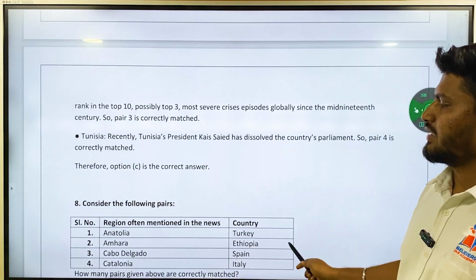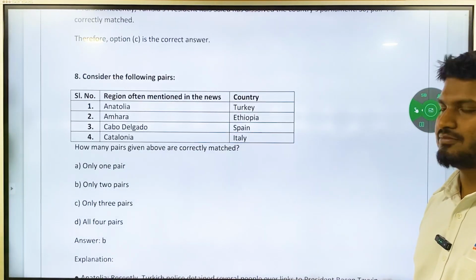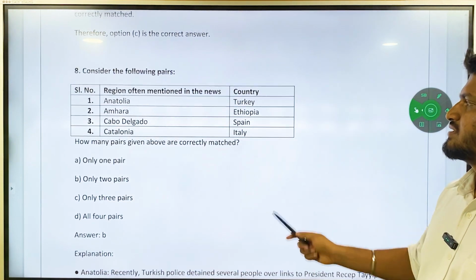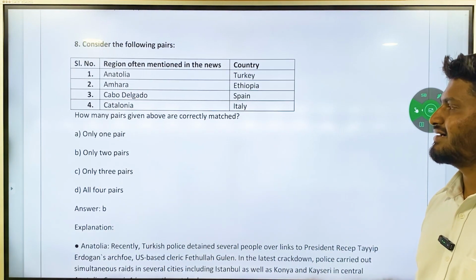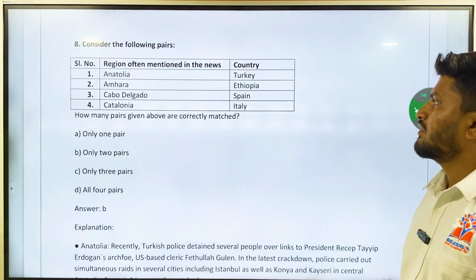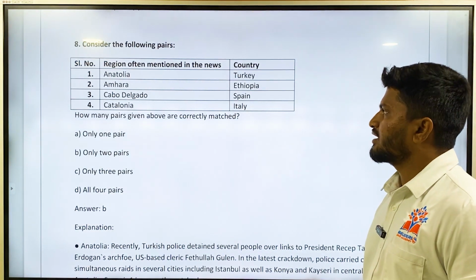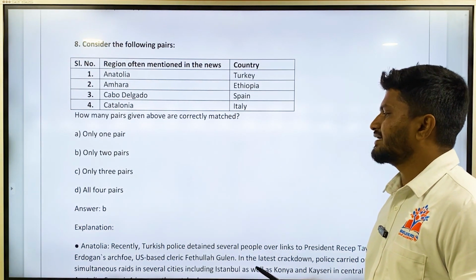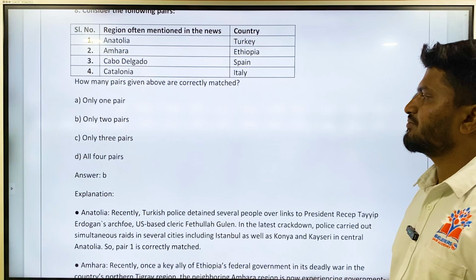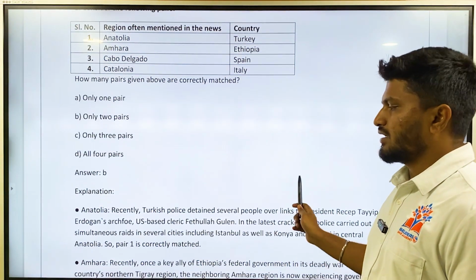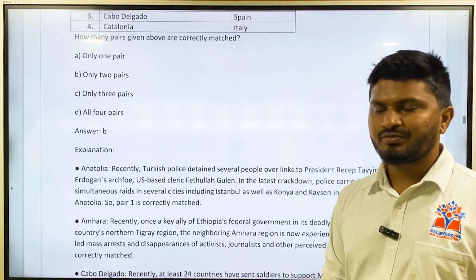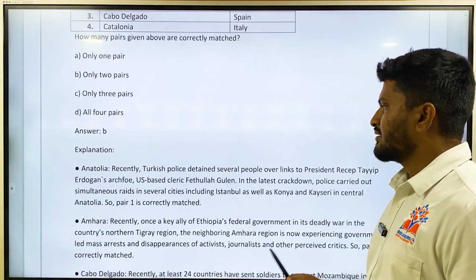Then, eighth one, consider the following pairs. Again, a pair: region mentioned in news and the country. Anatolia, Turkey; Amhara, Ethiopia; Cabo Delgado, Spain; Catalonia, Italy. So the correct answer here is B. Only two pairs are correct. Anatolia is present in Turkey, which was the ancient city in Turkey.